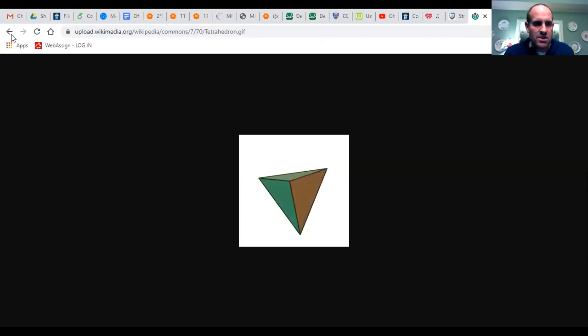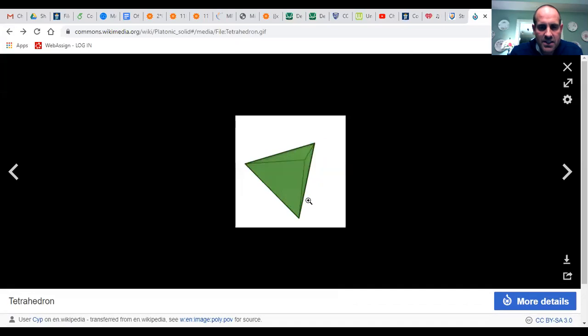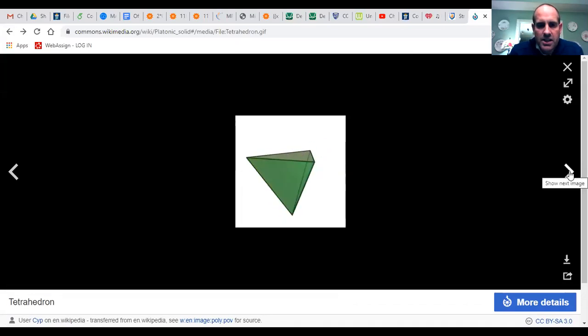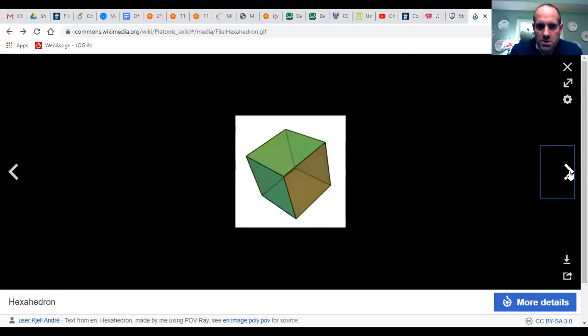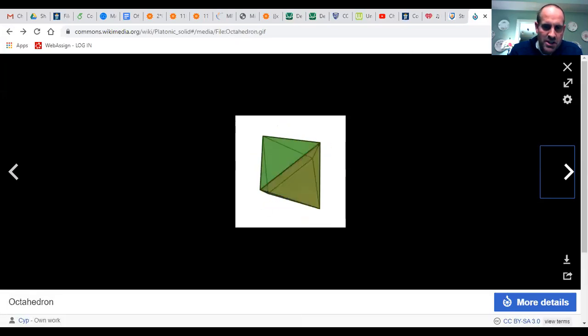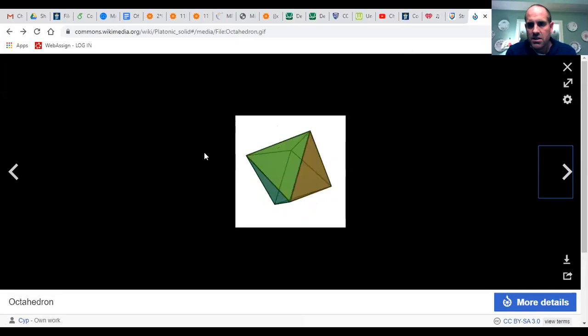Well, that's interesting. Maybe I have to hit back. Okay, there we go. And I can click through these things like this and see what's happening. There's the cube, or the hexahedron, if you will. And here is the octahedron, which is an interesting thing all by itself.